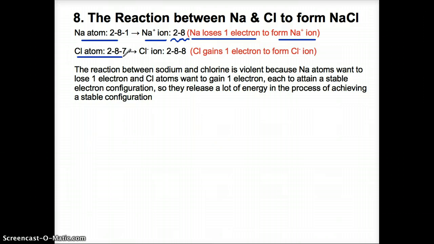And then the Cl atom, as you can see here, has the Bohr configuration 2-8-7, so what does it need to do to get an octet? Well, the Cl atom needs to gain 1 valence electron to form a Cl- ion, therefore giving you the Cl- ion's Bohr configuration of 2-8-8.